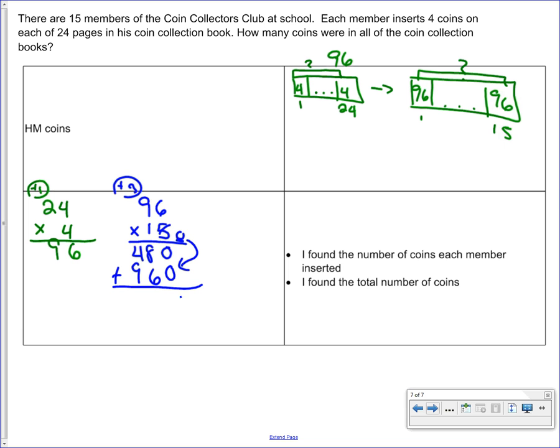Add them together. It's a 0. 8 plus 6 is 14. 4 plus 9 is 13. Plus 1 more is 14. So my answer is 1,440 coins. Oh, I forgot to put a little comma there. There we go. 1,440 coins. And that's how I solved it.